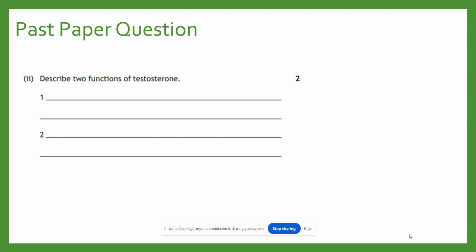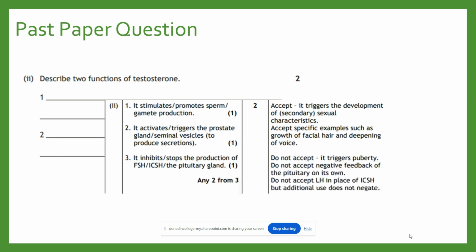So, past paper question time. Pause the video and describe two functions of testosterone. Okay, let's take a look at the marking scheme, see how to pick up these two marks.